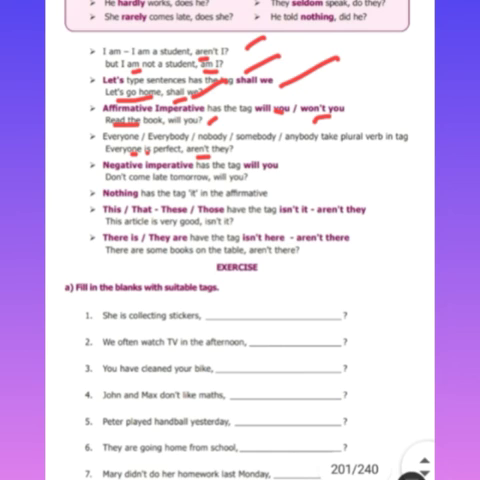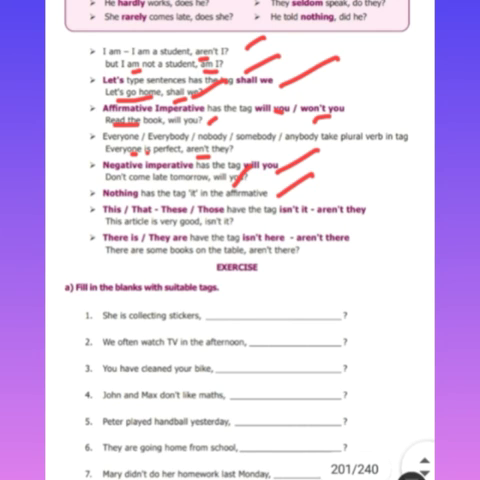If the imperative sentence is negative, then the tag used should be positive. Don't come late tomorrow. Here it is a negative imperative sentence. Now the tag used should be positive. Will you? Nothing has the tag it in the affirmative.